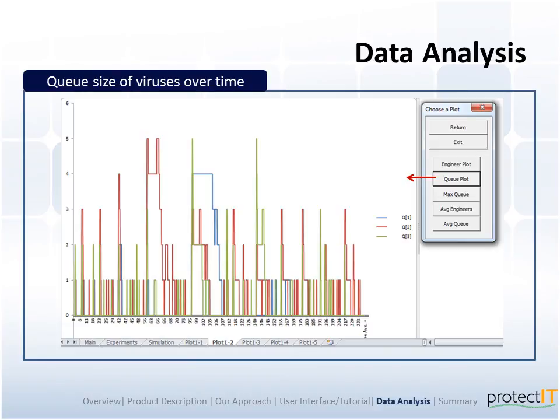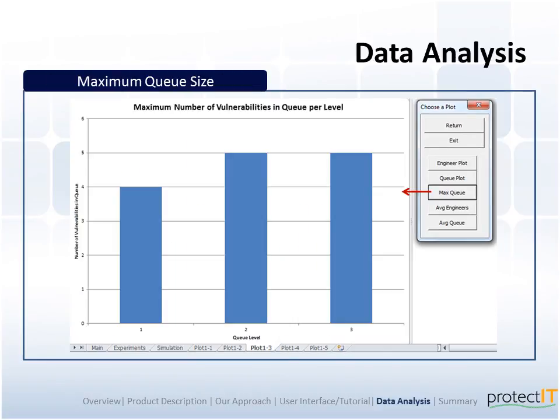The second graph is the queue size of viruses over time. Any spikes in the graph represent any buildups in the queue. The next graph shows the maximum number of vulnerabilities in queue per level. You can see the maximum number of vulnerabilities here in a more defined way.